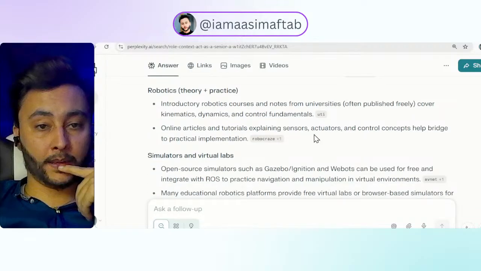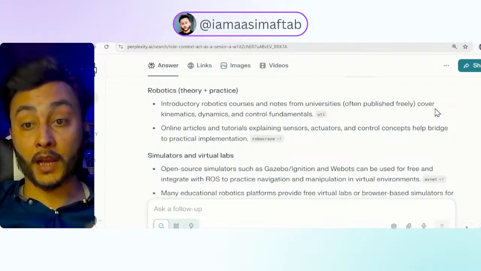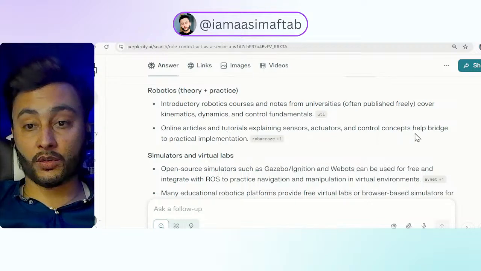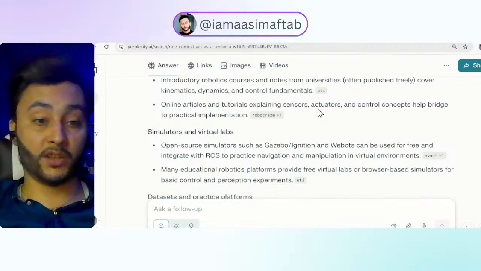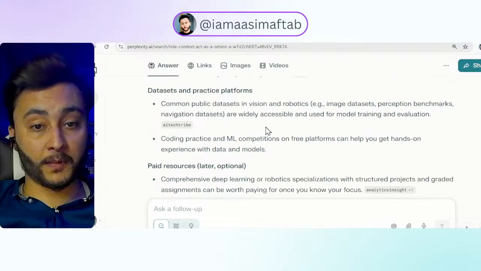Robotic theory plus practice. Here's the thing you need to focus on: introductory robotics courses and notes from universities, often published freely, cover kinematics, dynamics, and control fundamentals. Online articles and tutorials explain sensors, actuators, and control concepts, helping bridge to practical implementation. Simulators and virtual labs are available also. Data sets and practice platforms are available.